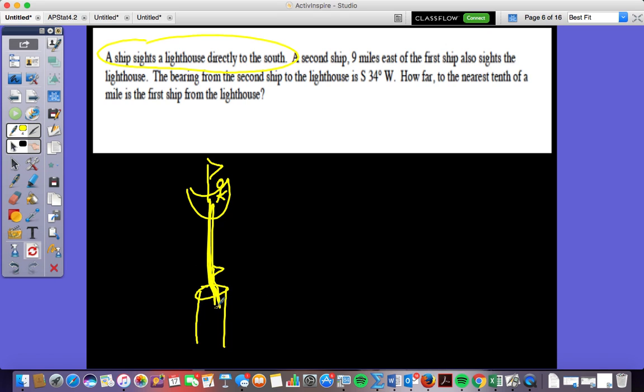Directly south. A second ship is 9 miles east of the first ship. Okay, so this is ship number 1. A second ship is 9 miles east of the first ship. Okay, so this is number 1. A second ship.